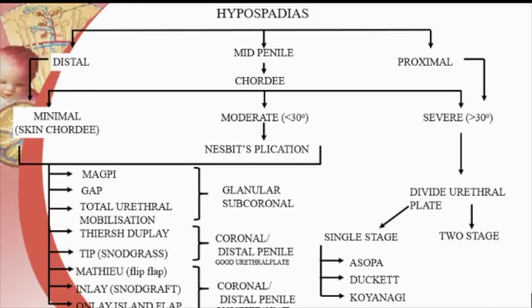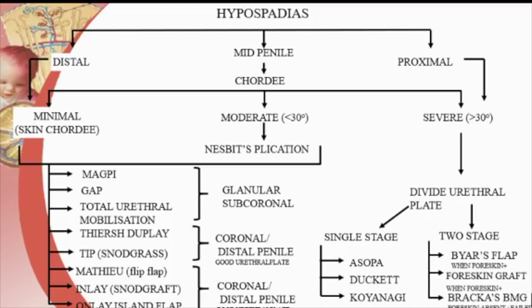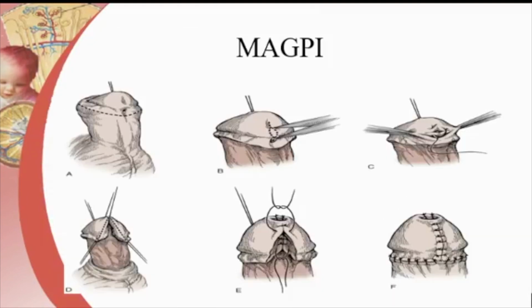Single stage repair is Asopa or a Duckett repair or a Koyanagi repair. And two stage repairs can be a Byars flap or a foreskin graft with a foreskin free skin or a buccal mucosal graft. So a MAGPI repair is nothing but you make a vertical incision in the glans and then close it horizontally. So that makes the meatus come a little bit forwards.